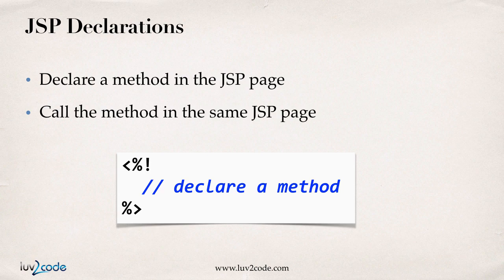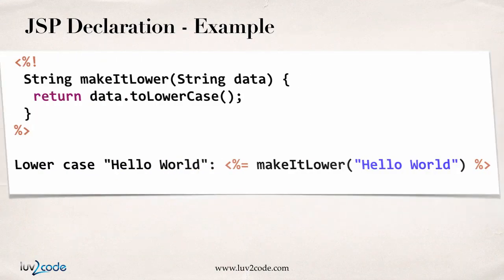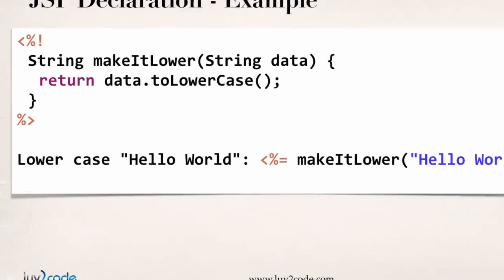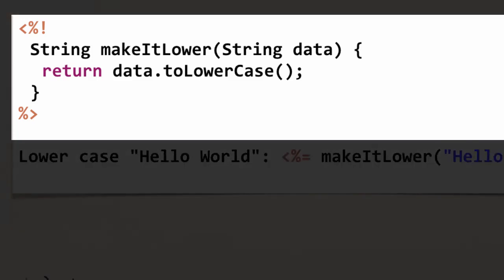And the syntax is basically an angle bracket % with an exclamation point, and then you declare your method like any normal Java method. All right, so let's take a look at an example here of a JSP declaration. Up top, I'm going to declare a method. So again, declarations, angle bracket % with an exclamation point. So once you're inside of here, this is just like a normal Java method declaration. You have the return type of string, the name of the method, makeItLower, and any input parameters. In this case, I have string data, and then internally inside the body, you write your actual implementation code.